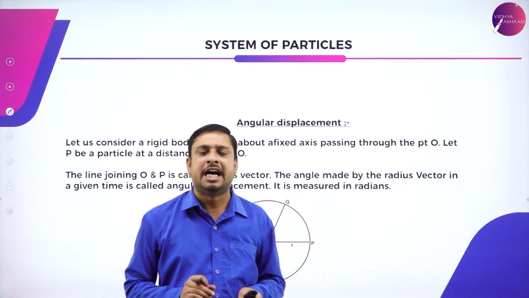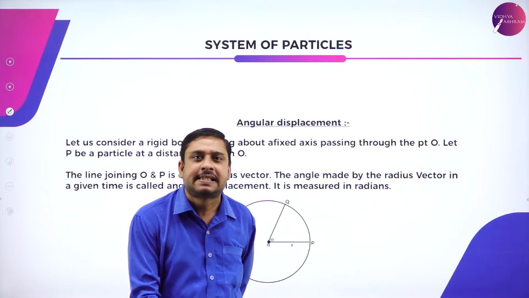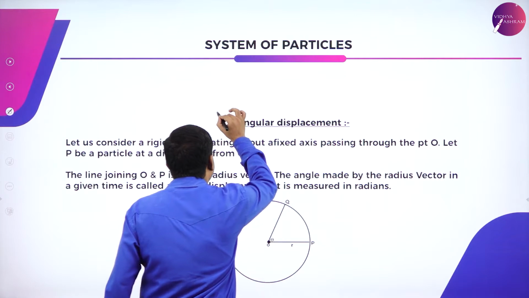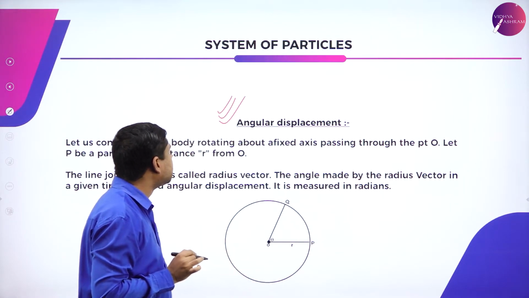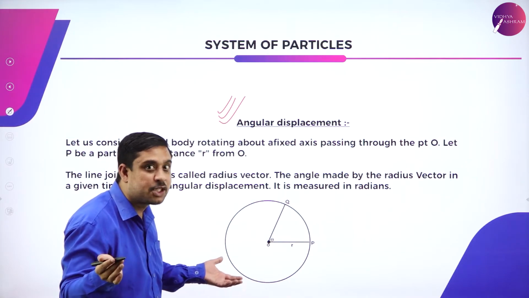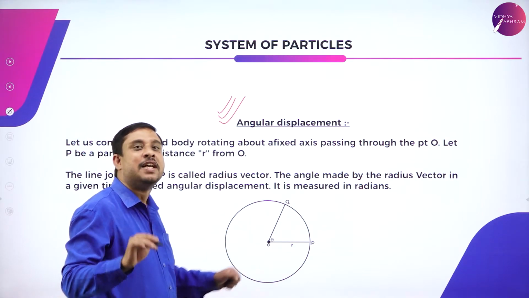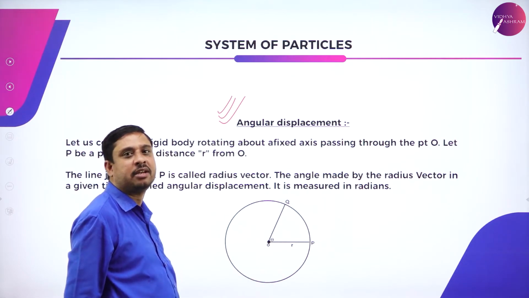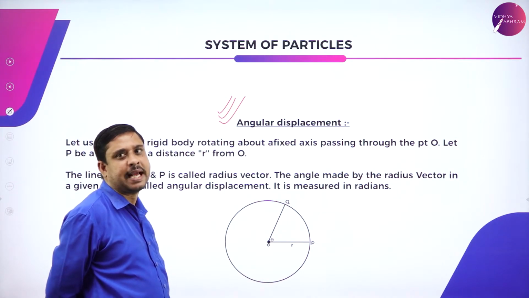Now we learn a few definitions as concerned to a rigid body. The first definition I learn is angular displacement. Linear displacement is the change in position in a specified direction, then what is angular displacement?